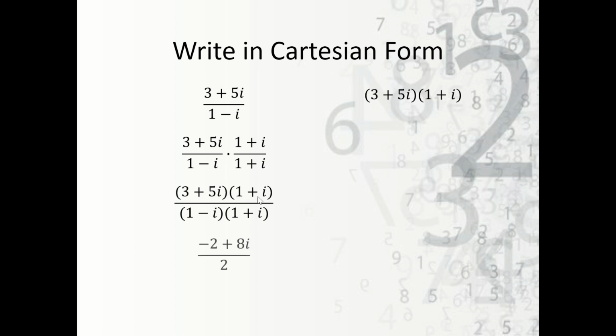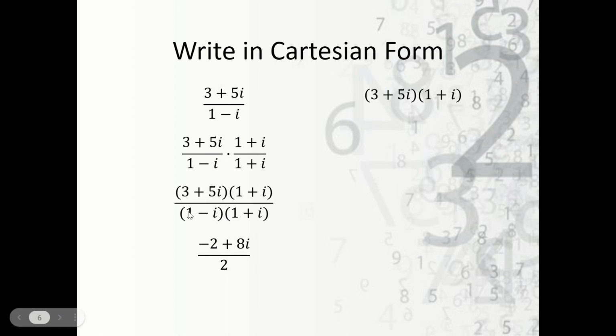And when we multiply this, 3 times 1 is 3, 3 times i is 3i, 5i times 1 is 5i, and then 5i times i is just -5. So we end up with 3 minus 5, which is -2, and we end up with 3i plus 5i, which is 8i.